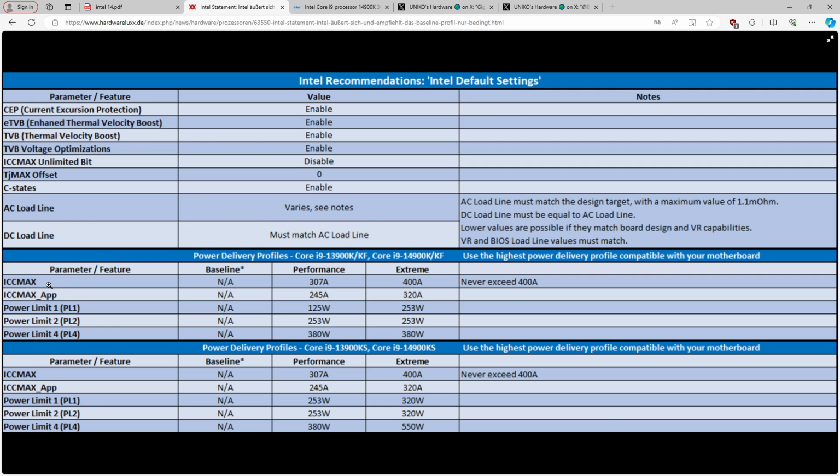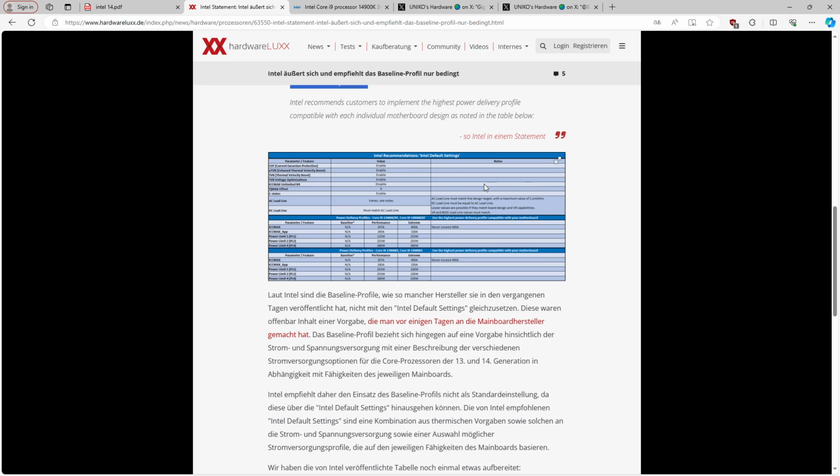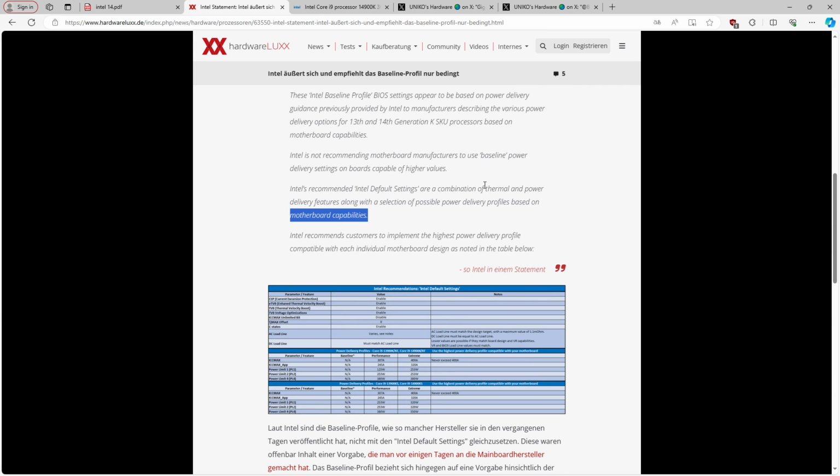Oh, also the ICC Max. Intel very clearly says never exceed 400 amps. I'm going to assume that's because it's a reliability concern for the CPUs. And by reliability, I don't mean crashing. I mean the CPU might degrade rapidly if you don't have a current limit. So yeah, that's the Intel recommendations. Also, this video is way too long again. How do I keep doing this?